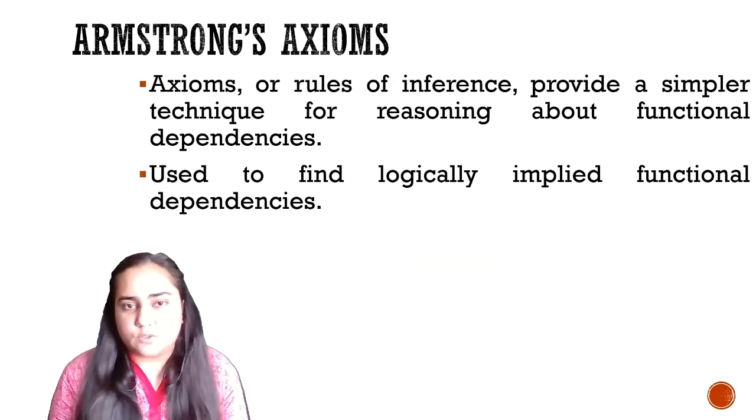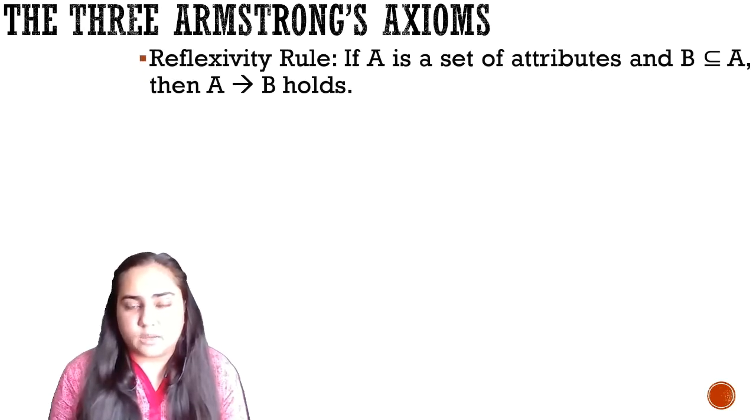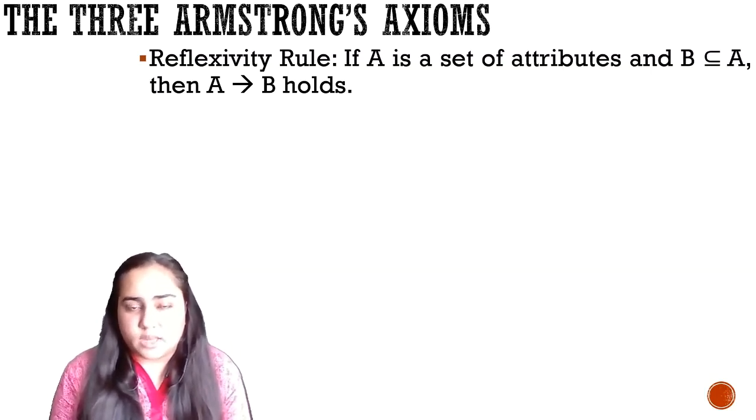So let's see what these rules are. There are three main Armstrong's axioms. The first one is reflexivity, where if A is a set of attributes and B is a subset of or equal to A, then A determines B holds. So this is like creating a functional dependency that says A determines A, or AC determines C. These are correct because the right-hand side is a subset of the left-hand side, or the right-hand side is equal to the left-hand side. In either of these cases, the reflexivity rule applies.